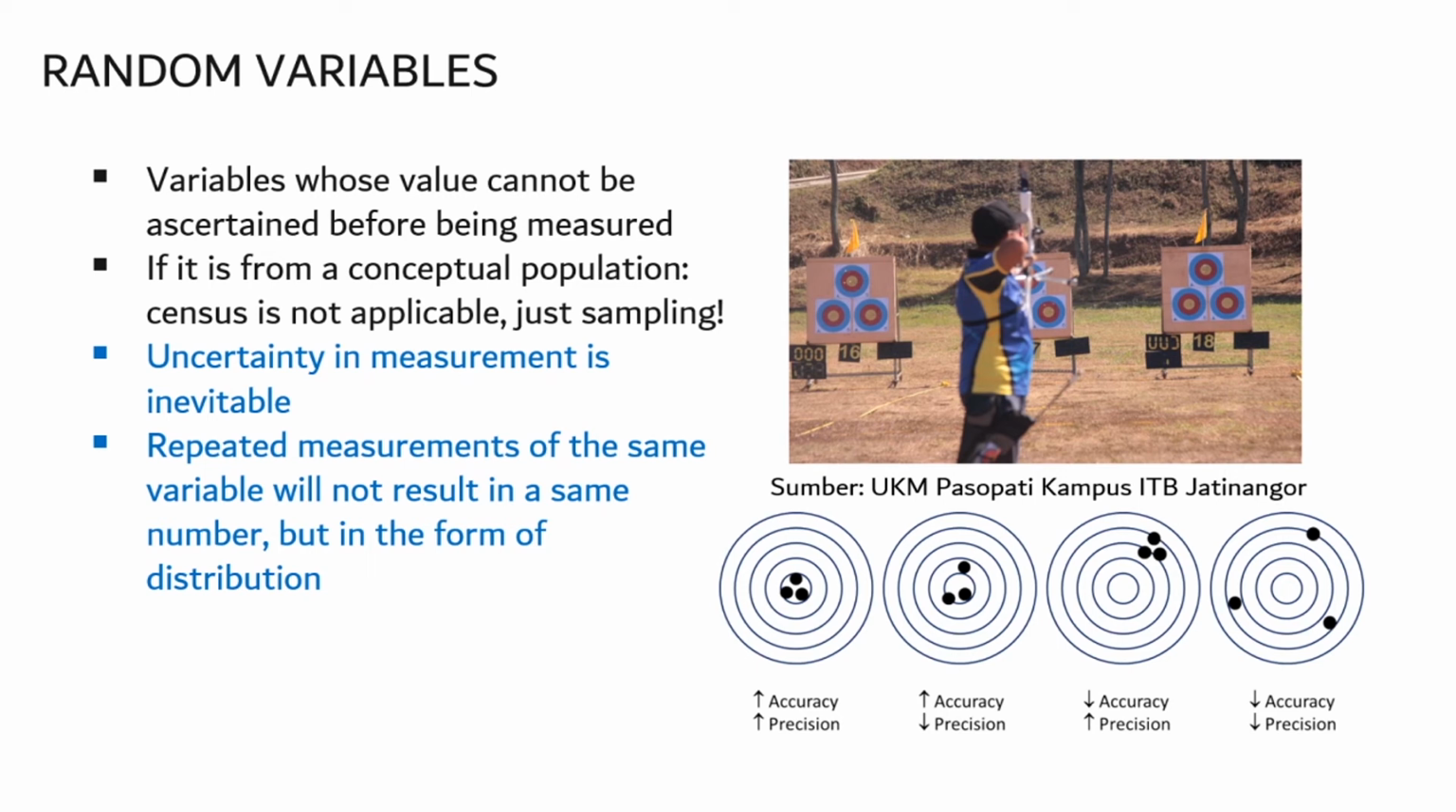In measurement, we know the terms precision and accuracy. The meaning of accuracy is the closeness of the measurement results to the true value of the quantity being measured. The meaning of precision is the consistency of results between one repetition of measurements and the next.